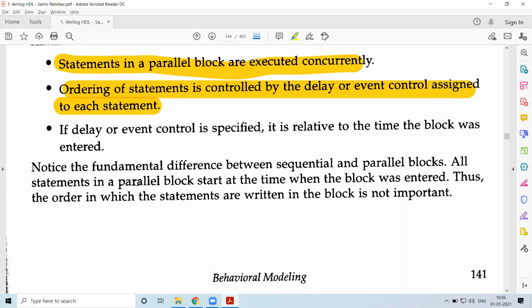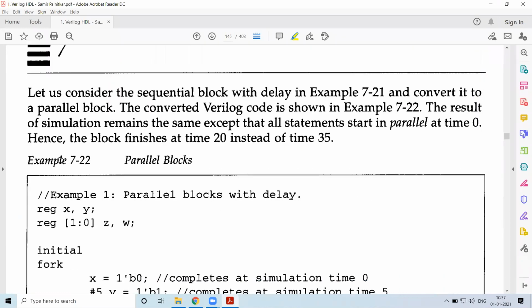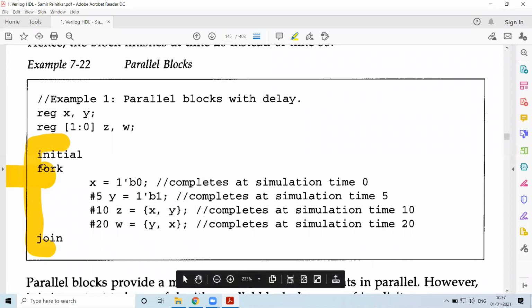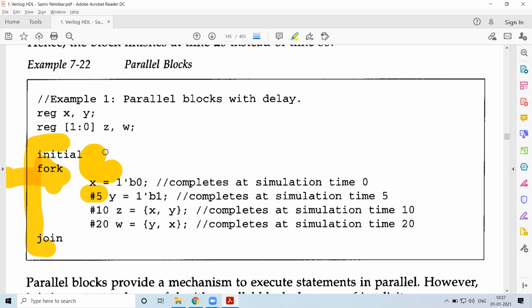So we'll just check out what that is. Now here, the delay that you're specifying in the event control is related to the time the block was entered. So this is the block, and the time period during which you enter the block, these delays pertain to that. So at the 0th time unit, you enter the block, and X will be executed at the 0th time unit since no delay is specified.